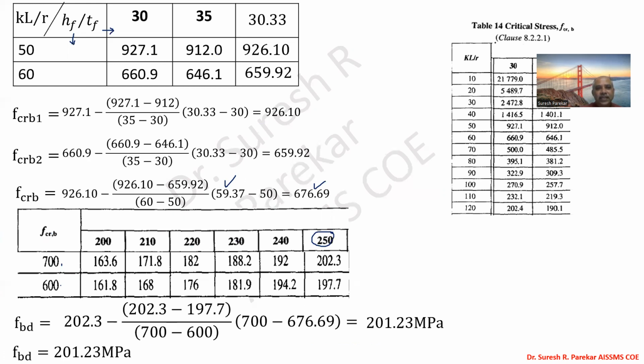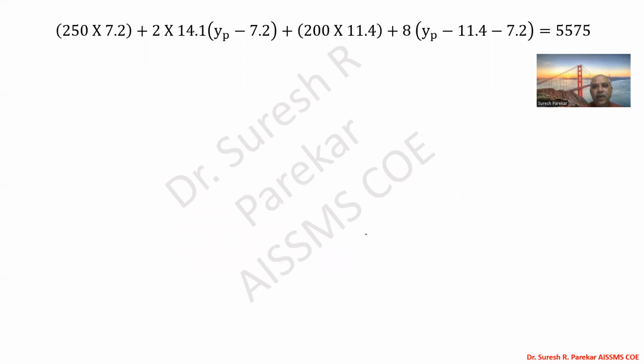Now this 927, 912, these values we have taken for 50 and 60 from here. You can see we have table 14 and we have this as table 13A. Now knowing this, we will go for YP. Now actually this is most important one, how we will find this YP.